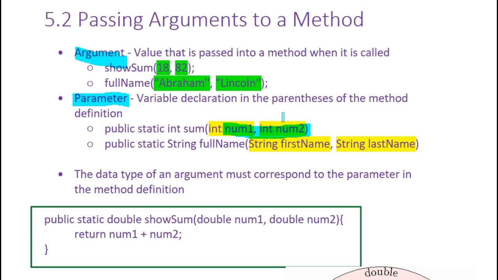Let's make sure that the argument's data type is compatible with the parameter's data type. Well, 18 and 82 are both ints, and the parameter list specifies that the two parameters, the first one should be an int and the second one should be an int. So, yes, it looks like the arguments' data types are compatible with the parameters' data types.